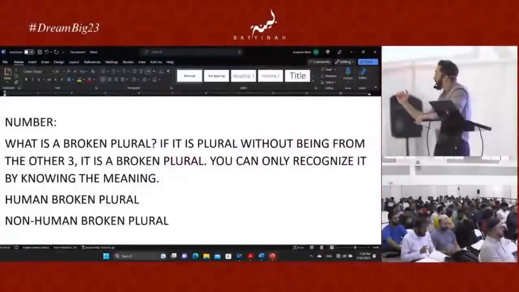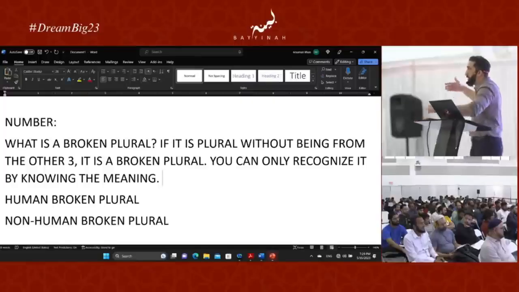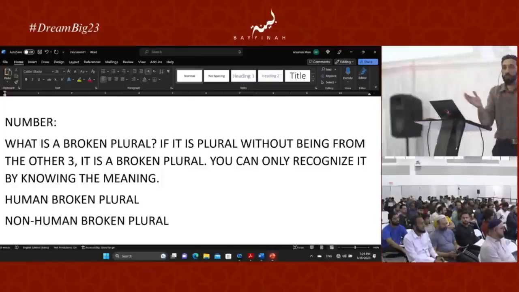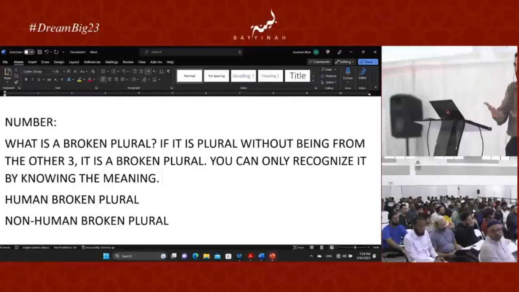Anyway, you can only recognize it by knowing the meaning. Corpus might help you here. You're stuck on a word. You're like, let me find out if this is a broken plural. And then the meaning tells you for that word, oh, okay, this word is plural. So there are tools now that can help you with that as you're learning your grammar. Eventually, I want you to use none of these tools. I want you to be independent and engage the text directly.